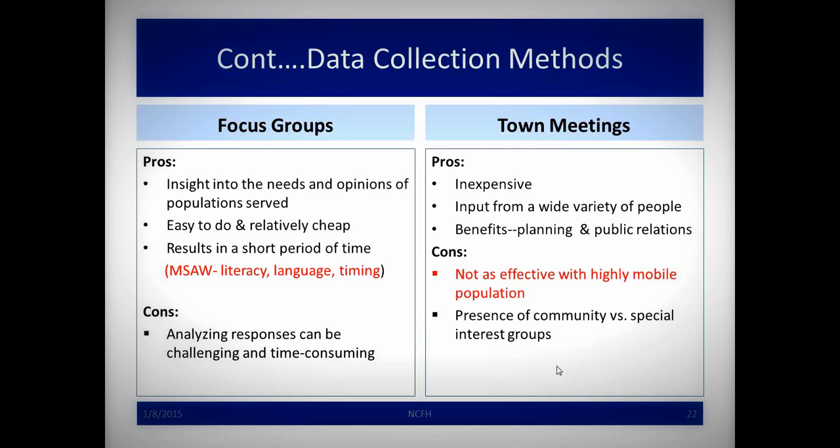For town meetings, it's relatively inexpensive. You can obtain input from a big variety of people, and just like with key informants, you can have some benefits, such as planning and establishing public relations. The downside is that it's not as effective with a highly mobile population. And also you need to be very careful in terms of who will be present there. Will it really be the community, or will it be the majority people from special groups? It can be very challenging to do a town meeting. So those are some of the examples that we have.